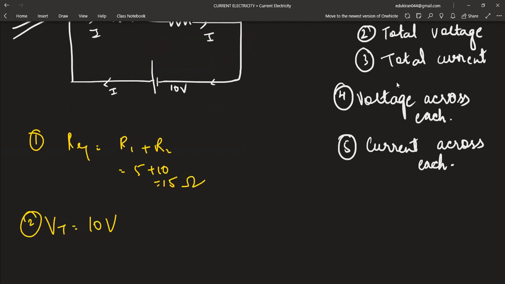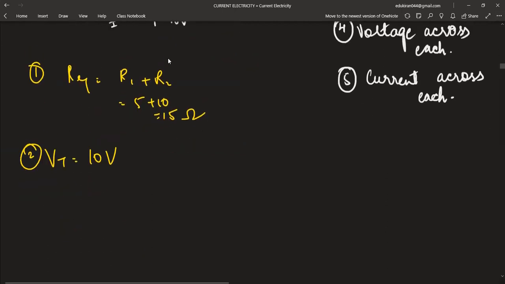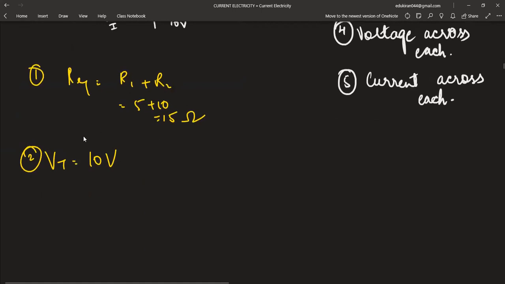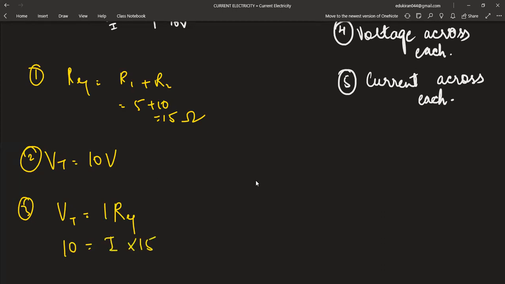Third part, let me discuss, then you all can write. Total current. See, total resistance I have, total voltage I have, total voltage equals total current into total resistance. Current is, we don't know. R equivalent is 15. So what is current? 10 divided by 15. This is 2 by 3 amperes.